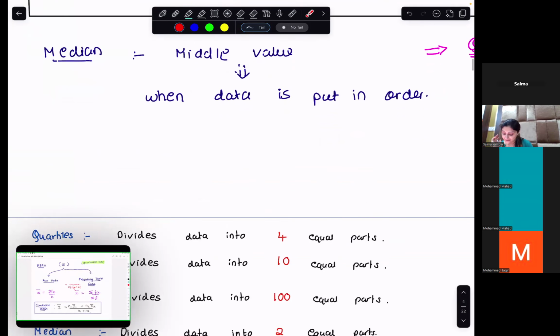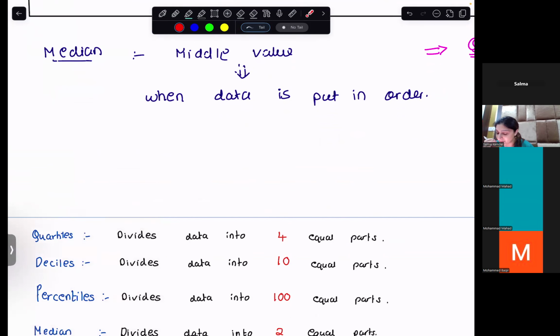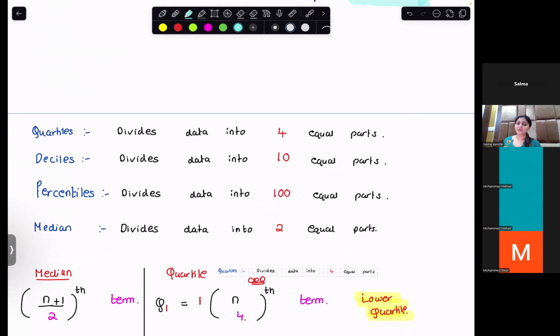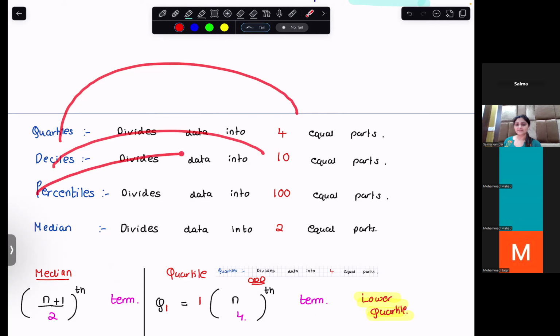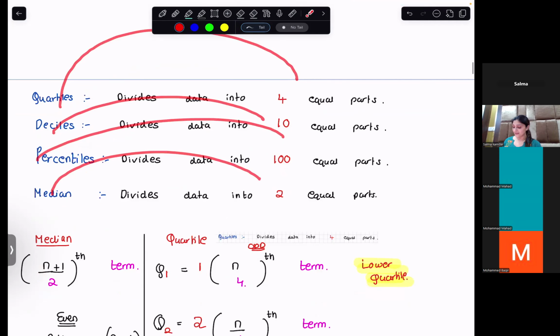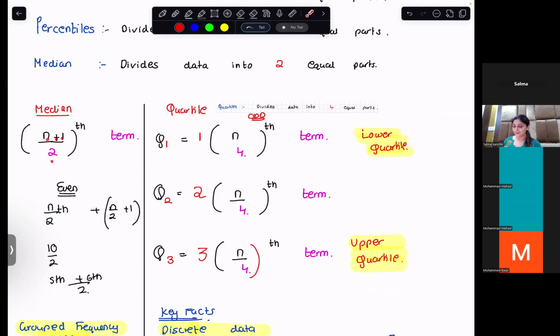So whenever you're calculating the median, there is one thing that you should always remember. What is the thing that you should remember? We should arrange the data in ascending order. Okay. Now we talk about our measures of location. Measures of location are quartile, decile, percentile, and median. Quartile is going to divide your data into 4 equal parts, decile 10 equal parts, percentile 100 equal parts, and median 2 equal parts.